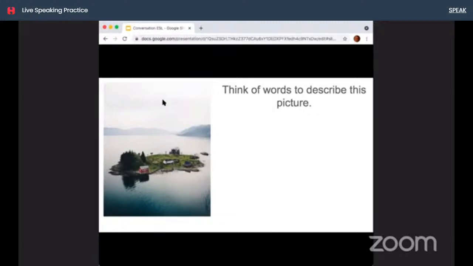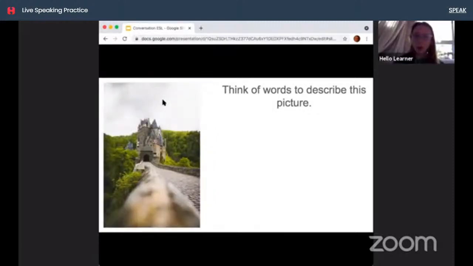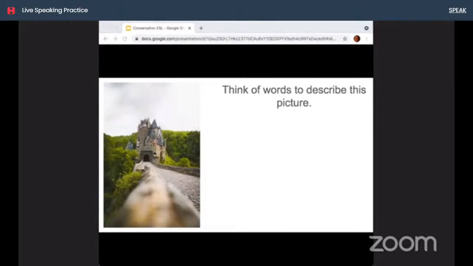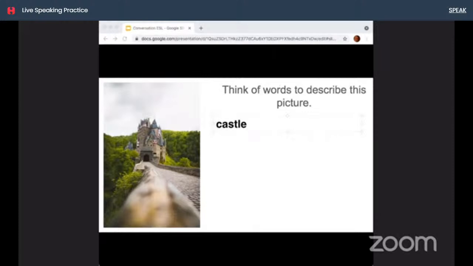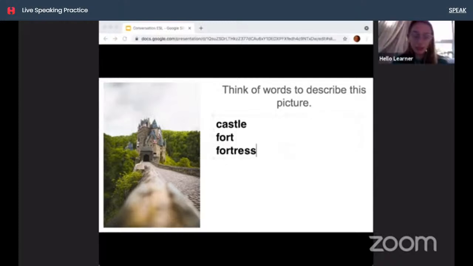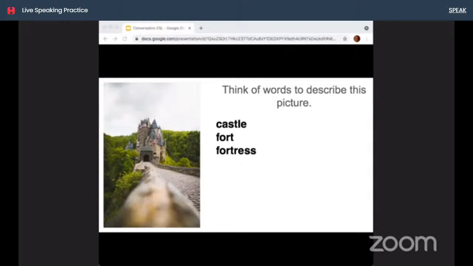Okay, so let's have a look at another picture. What about this picture? What words come to mind? Castle. Excellent. Does anyone know any other words to describe a castle? Fort. Yeah, you have a fort or a fortress. A fort is usually just for safety or security. A fortress is usually a place where you can live as well. Excellent. Any other words?